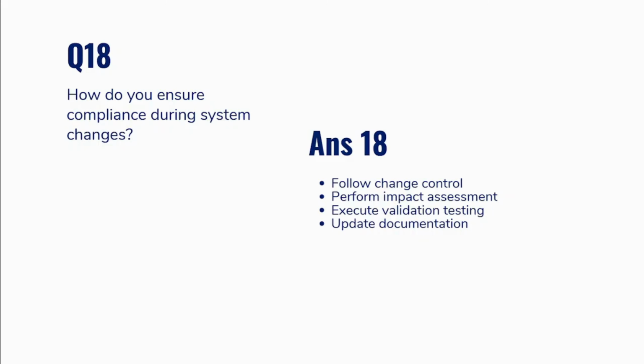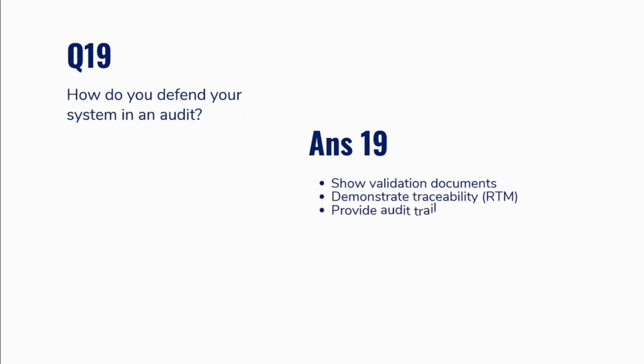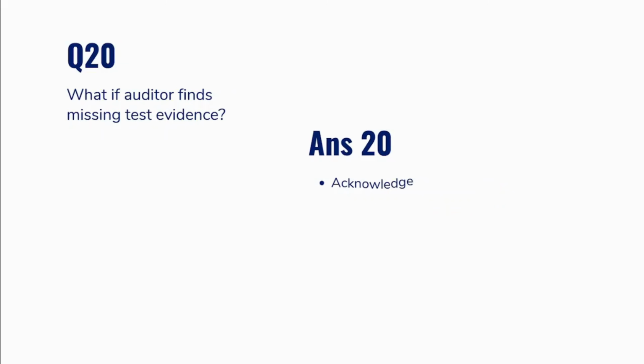Now, question 18, how do you ensure compliance during system change? Follow change control, perform impact assessment, execute validation testing, and update documentation; you have to maintain all of that. Now, question 19, how do you defend your system in an audit? Show validation documents, showcase the RTM, the traceability matrix, and provide the audit trail. You have to be ready with all of it.